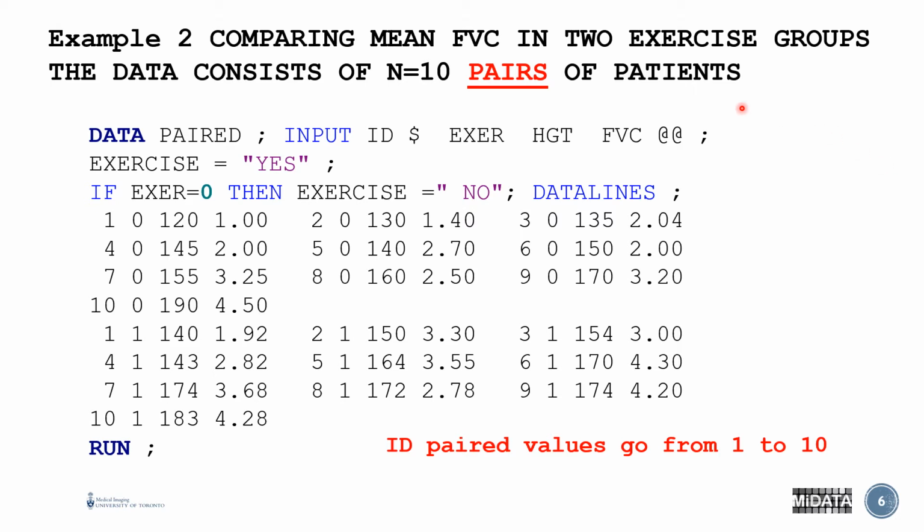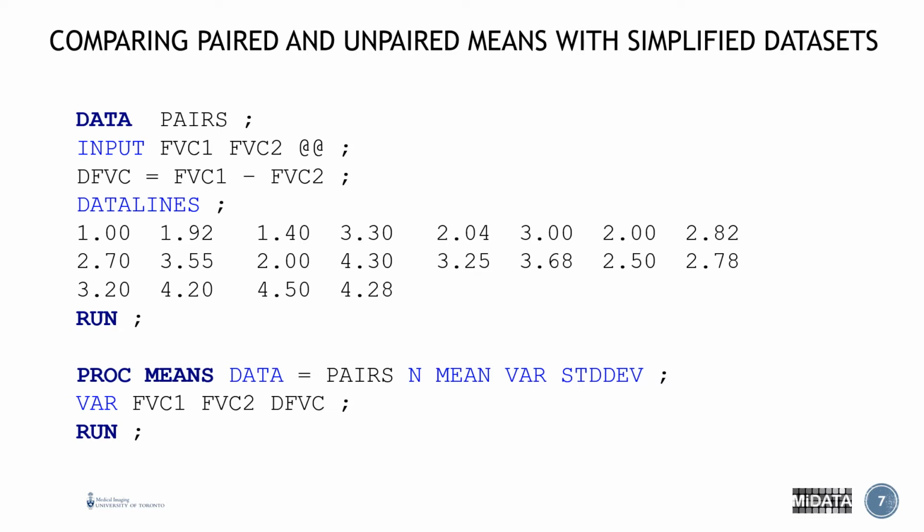Here's the next example where we're creating basically the same data set, but it's now paired. The input variables are the same as well as the exercise, but in this case, the ID for paired values goes from 1 to 10, of course, because there are only 10 pairs. And in the previous example, we had ID going from 1 to 20 because we had 20 patients. So let's start off with the paired data set.